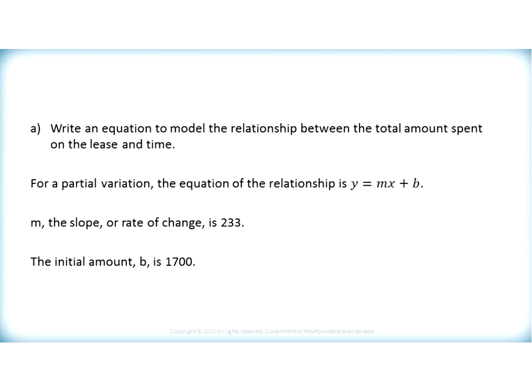The initial amount is her down payment. The initial amount in this case is a $1,700 down payment. So her m value is 233. Her initial amount is 1,700. So the equation would be y equals 233x plus 1,700. Of course, x represents the number of months that she's paid out, and y would represent the total amount that she's paid for her lease.